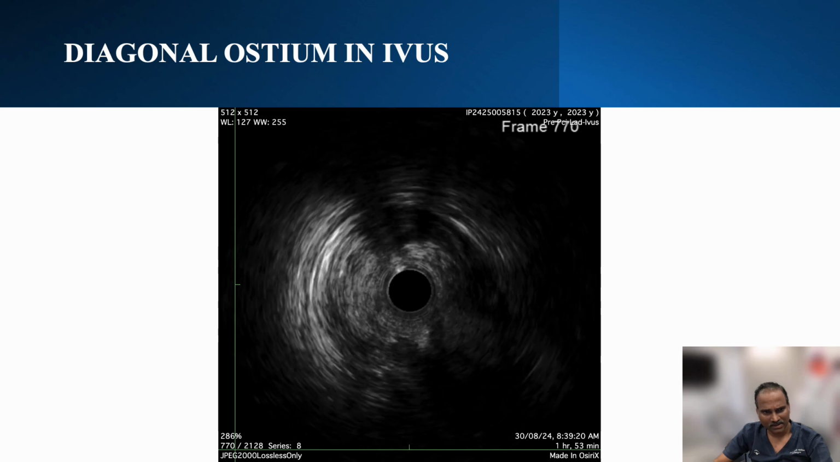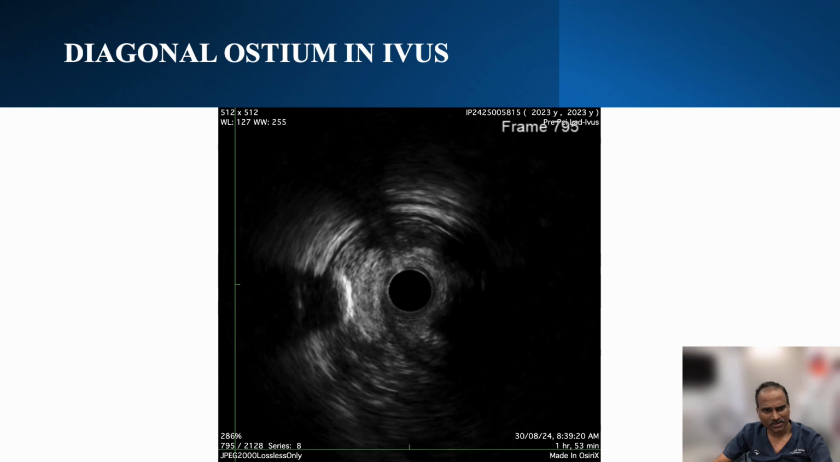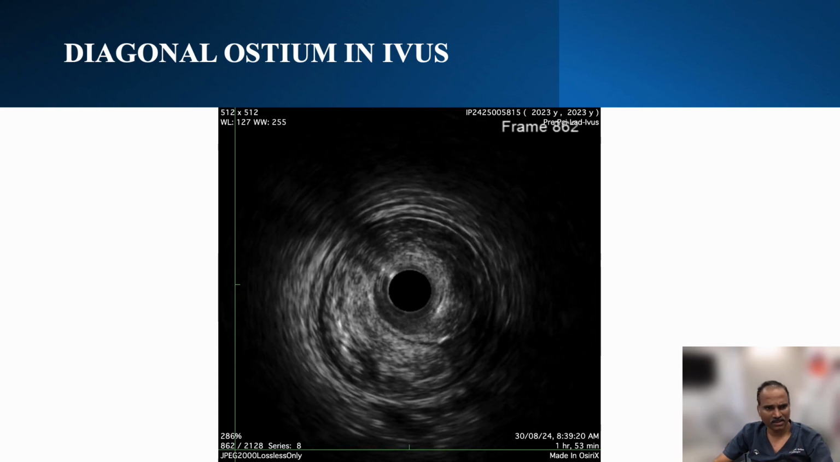Yeah, you can see this is the flap. This is the diagonal ostium, and this is the diagonal ostium, and this is the flap. So there is clearly a flap on the diagonal ostium, which is causing the obstruction.